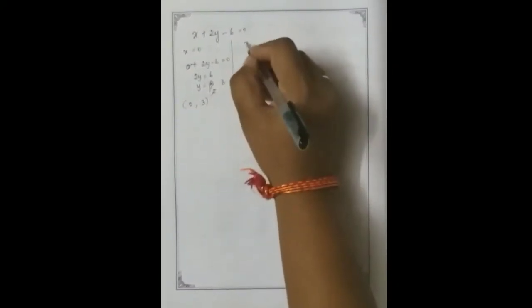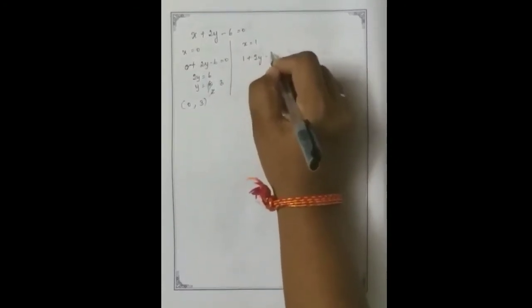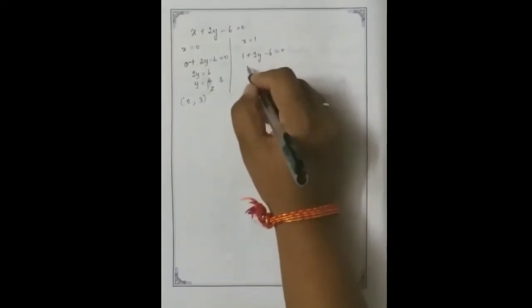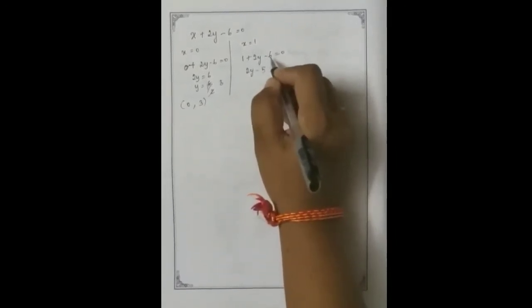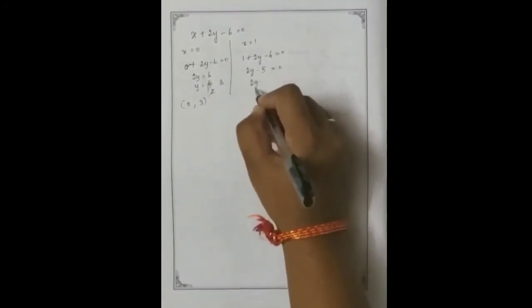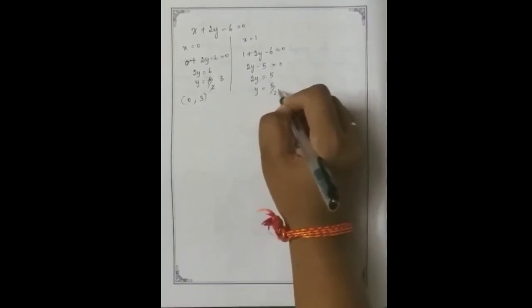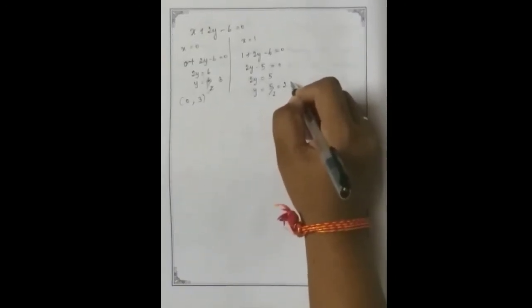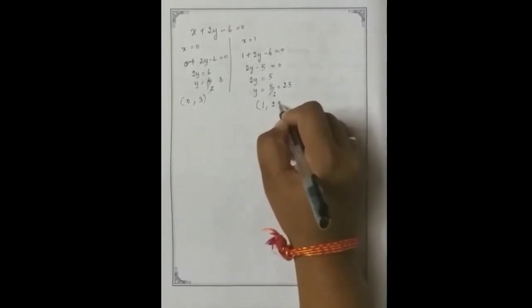Similarly, when x is equal to 1, so 1 plus 2y minus 6 equal to 0, it becomes 2y minus 5, that is minus 6 plus 1 is minus 5. So 2y minus 5 is equal to 0, 2y is equal to 5, and y is equal to 5 by 2, which is nothing but 2.5. That means when x is 1, the y value is 2.5.